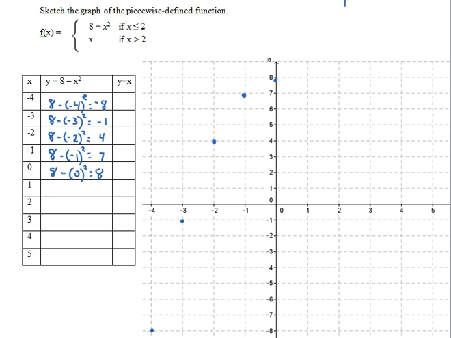As we go on to 1, it'll be 8 minus 1 squared, which is 8 minus 1, again 7. So 1, 7. Now we're getting to the end of this definition where x equals 2, which is less than or equal to 2. So 8 minus 2 squared is 8 minus 4, or 4. 2, 4 is a point on the graph.